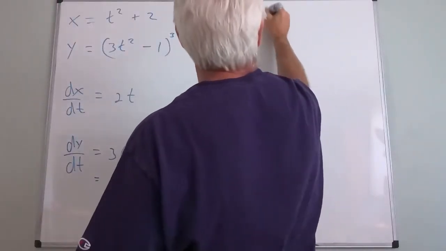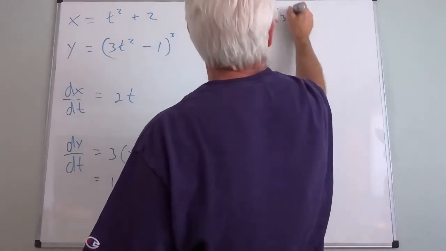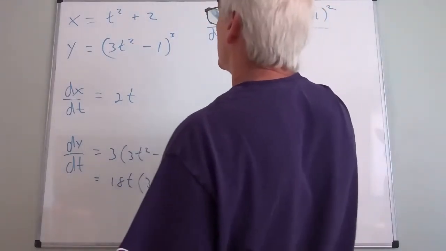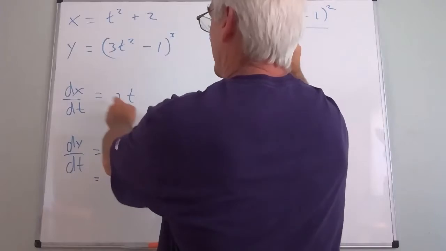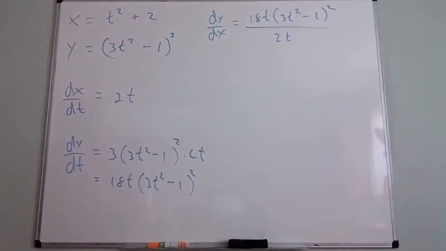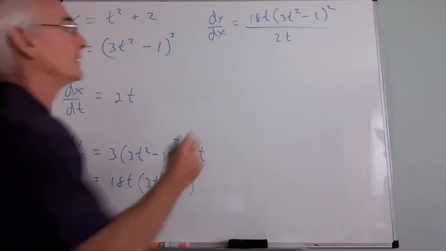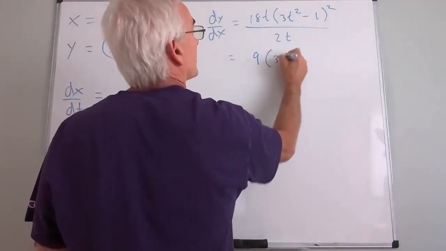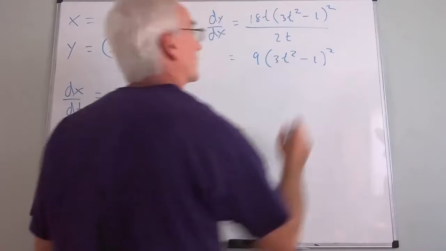It would be 18t times (3t squared minus 1) to the second, all over, I'm sorry, over 2t. Now, clearly I can simplify that. Okay, everybody cool with that? I can simplify this. So that would be 9 times (3t squared minus 1) squared.